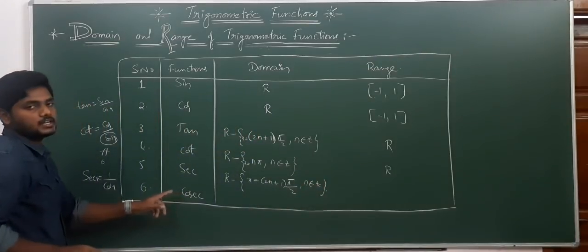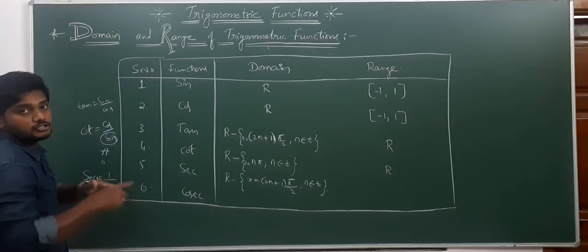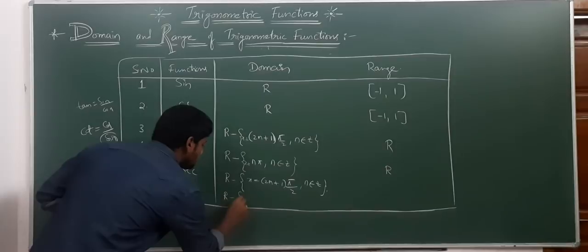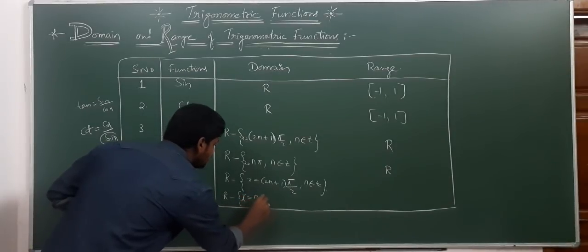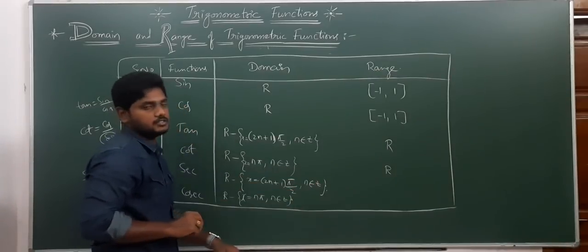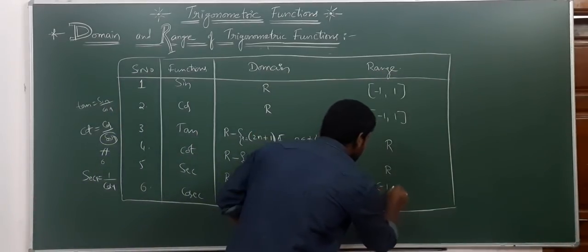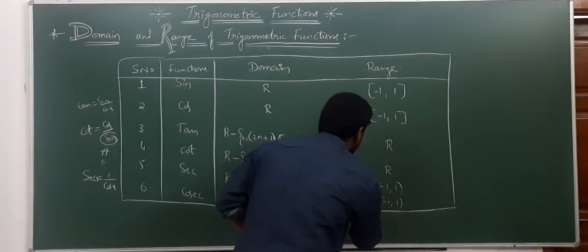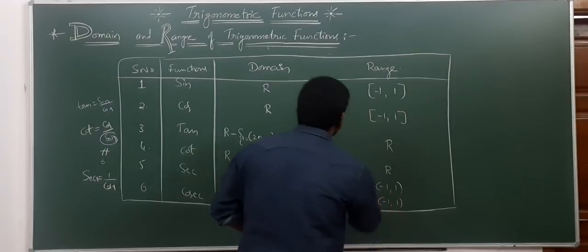Next, when it comes to cosecant. Cosecant means 1 by sine. Sine should not be equal to 0. When sine equal to 0, for n pi. So this is R minus of x equal to n pi where n belongs to Z. When it comes to range, it is minus 1 to 1. So this is also minus 1 to 1. Nothing but R minus of minus 1 to 1.